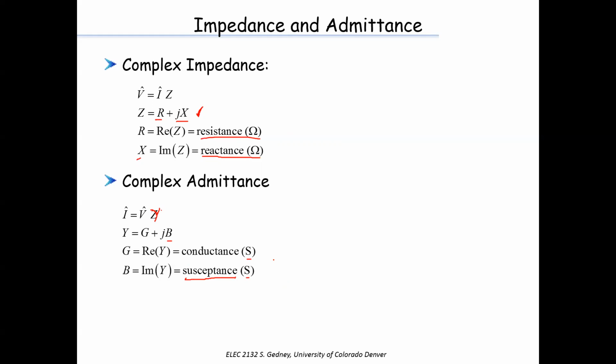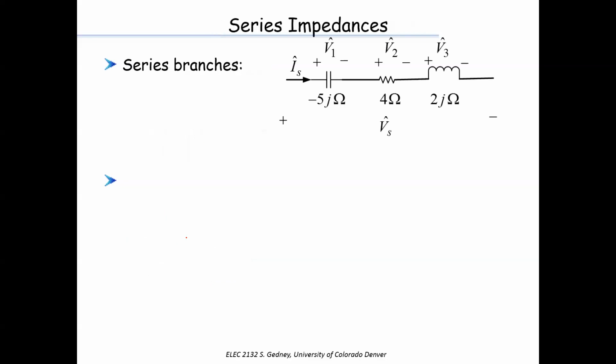So a resistor has a purely real admittance of G, which is 1 over R. A capacitor has a purely imaginary admittance, which is positive omega C, the susceptance. And the admittance of an inductor is negative imaginary, which is minus 1 over omega L, the susceptance of an inductor, with a zero conductance for an ideal inductor. So we'll be working with complex impedances and admittances in the AC steady state. All right, so let's look at some other properties.